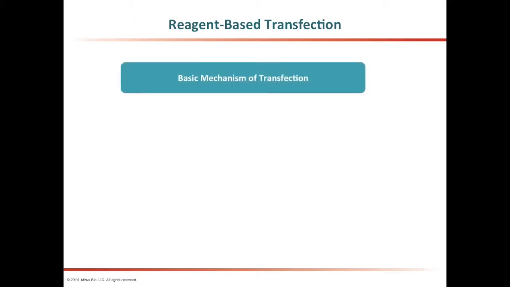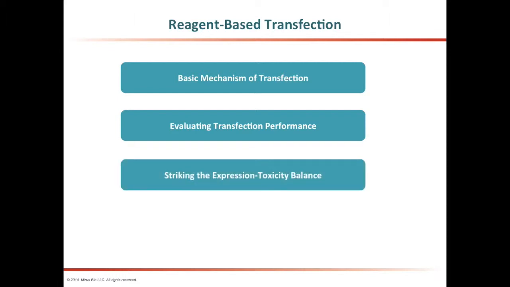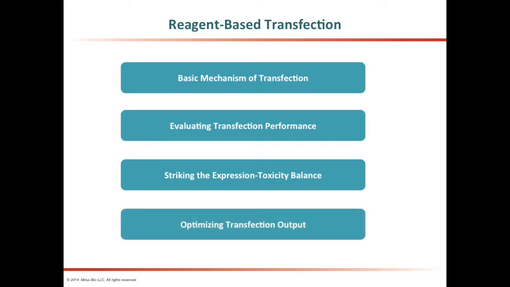Today's talk will focus on reagent-based transfection. We will first go through what we know about the basic mechanism of transfection, followed by an overview of the various readouts that can be used to evaluate transfection performance. Next, we will discuss the topic of cell health and how you can achieve the balance between the desired level of expression and any cytotoxicity that may be associated with the method. Finally, we will bring all of this together to give you some tools to optimize your transfections to suit your particular experiment.